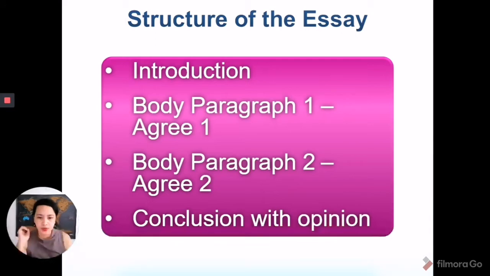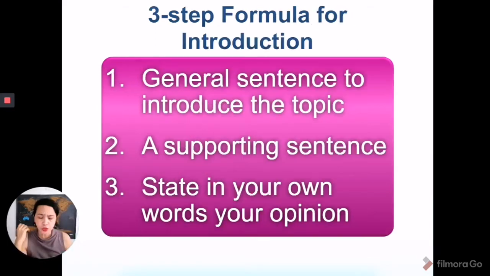And then let's see how we write your introduction. This is a 3-step formula for writing your introduction. In the first sentence, you have your general sentence to introduce the topic, why young people usually go for owning their own business. And then the second sentence, a supporting sentence expanding that general statement. And then your third sentence, state in your own words your opinion, like you completely agree, completely disagree, or partially agree, or you agree to some extent.